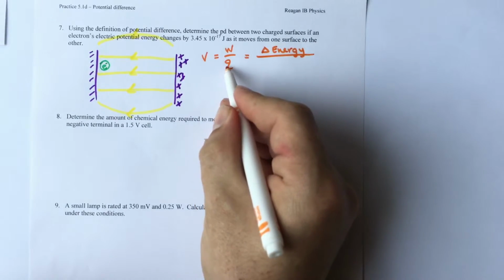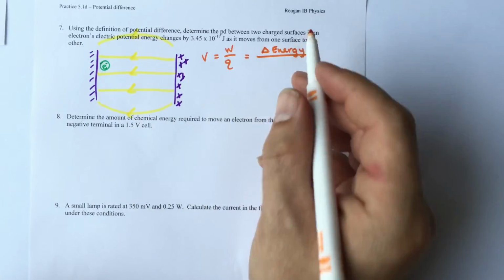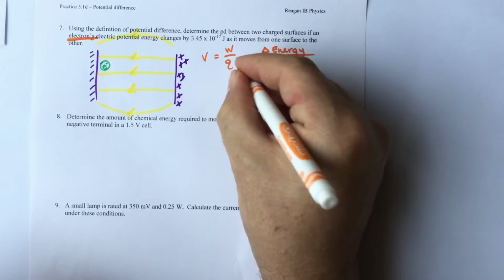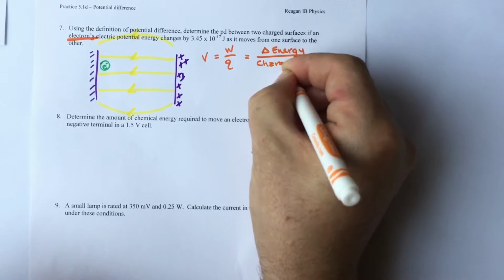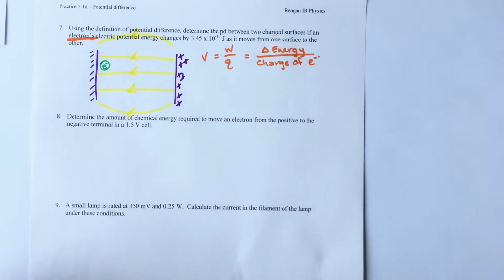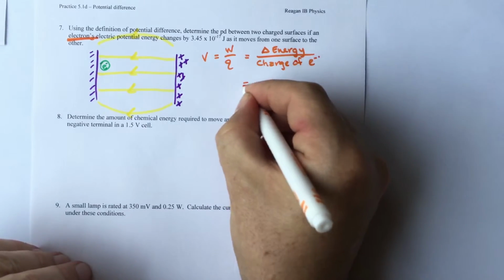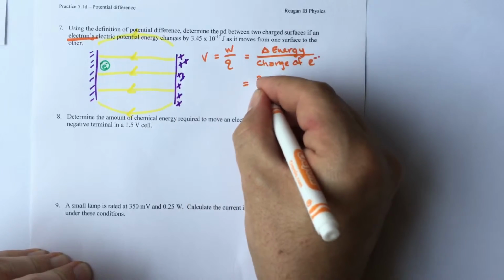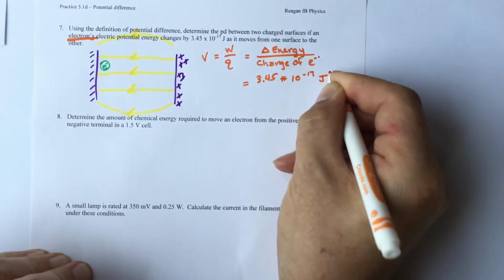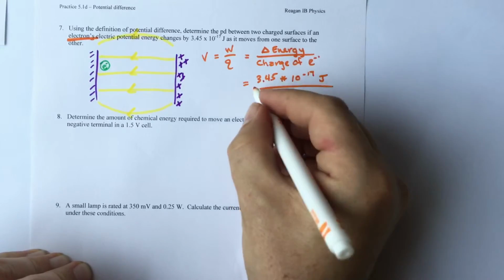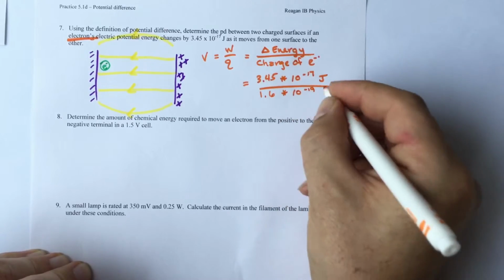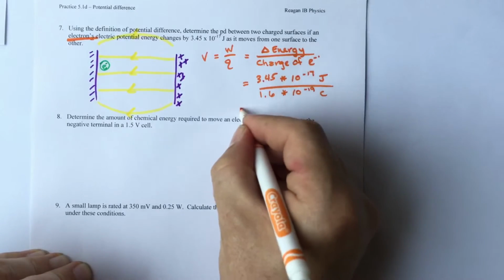And that charge, they don't give us a charge, but since they are talking about an electron, we know that this is the charge of an electron. All right, so let's calculate this. Our change in energy, it tells us, is 3.45 times 10 to the negative 17 joules. And the charge of an electron we know is 1.6 times 10 to the negative 19 coulombs.